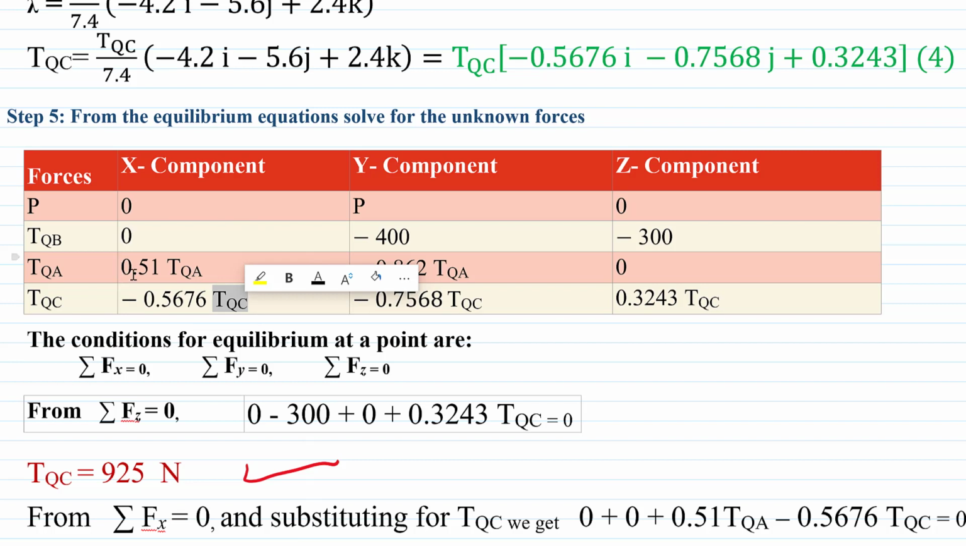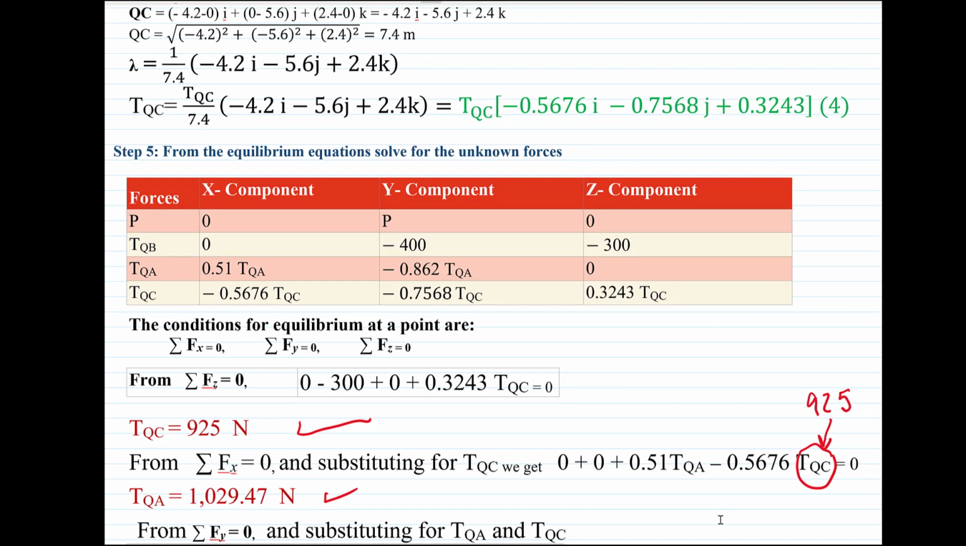0 plus 0 plus 0.5 TQA minus 0.5676 TQC equal to 0. So this is the equation. Now we're going to substitute for TQC by 925, so I should be able to solve for TQA. So we substitute for TQC, which is 925. So I got this one, and now I can calculate TQA. So now I know TQC and TQA.